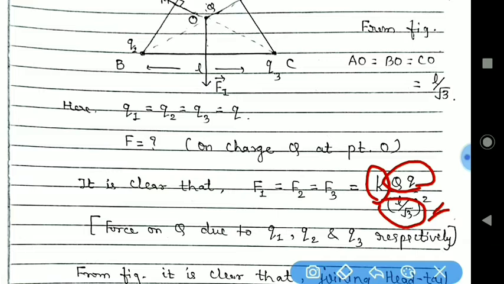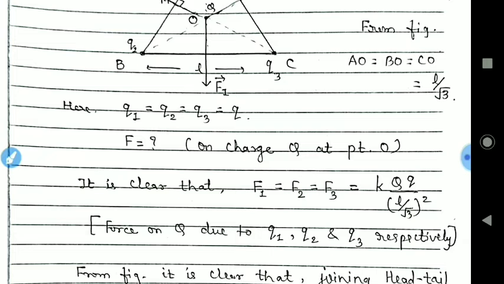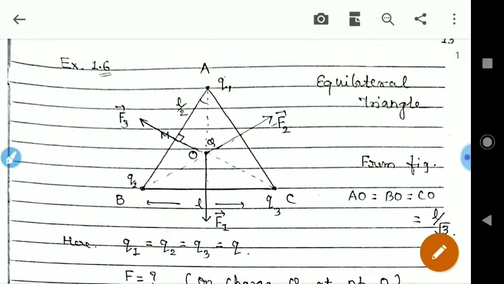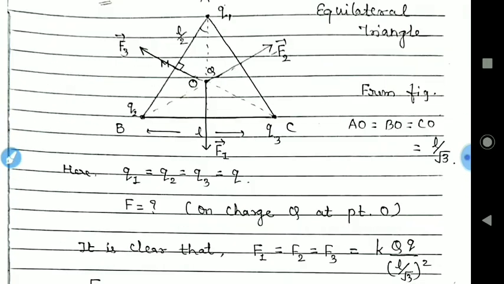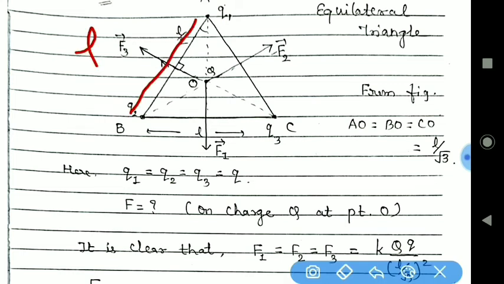So here the distance taken is L upon root 3. We know that the length of the side of the triangle is L. This distance is L, but the distance between the two charges is this, and that is equal to L upon root 3. How we have taken this L upon root 3, I will explain at the end of the explanation of this example.